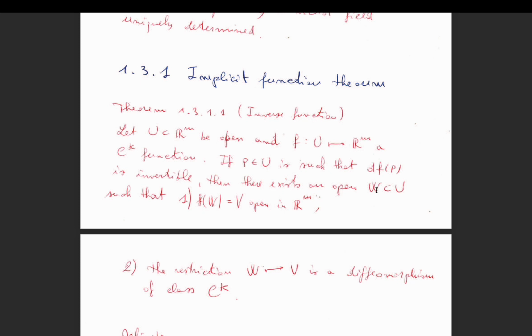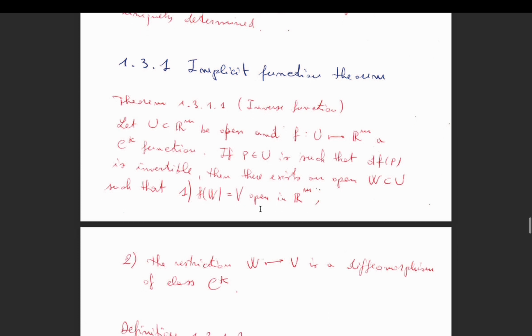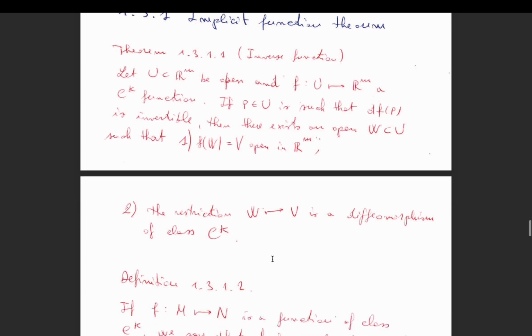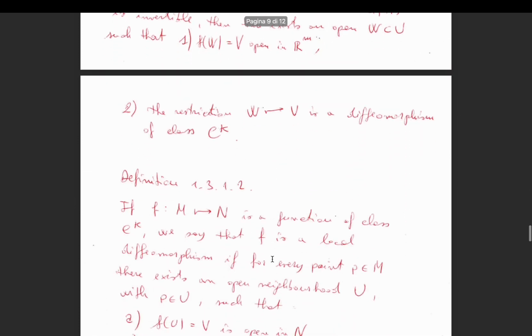Then there exists a neighborhood W of P contained in U such that f(W) is open in R^m, and f, when restricted to W, is a diffeomorphism of class C^k onto the image. This is the inverse function theorem.